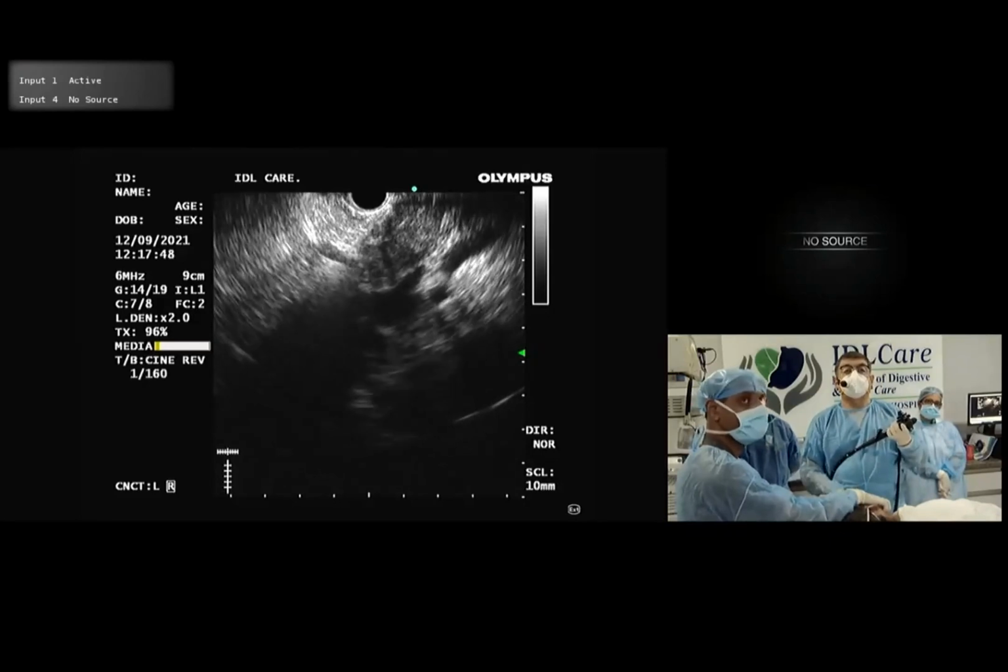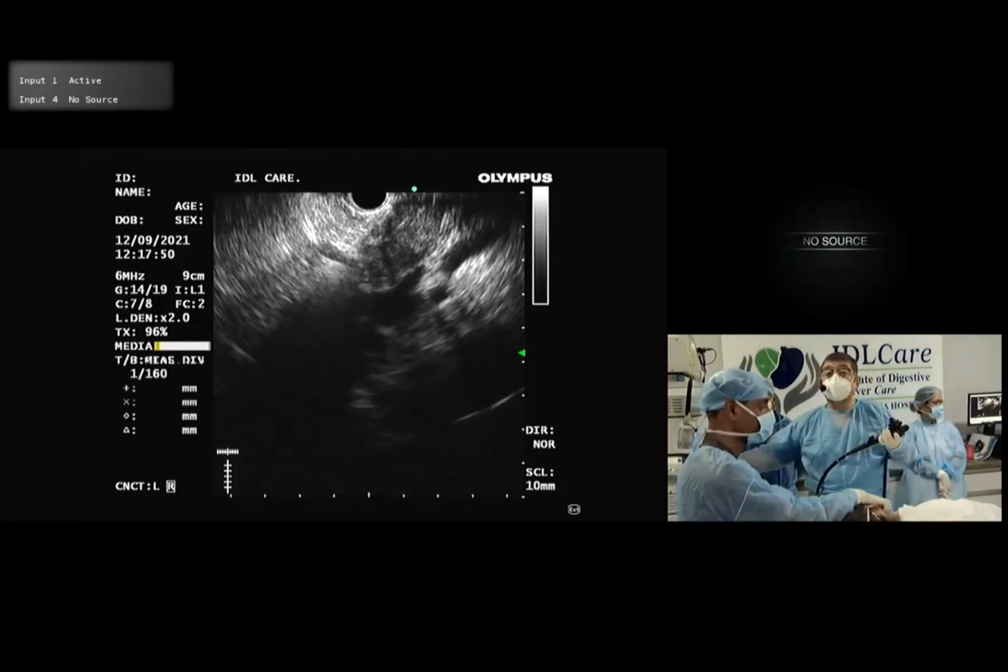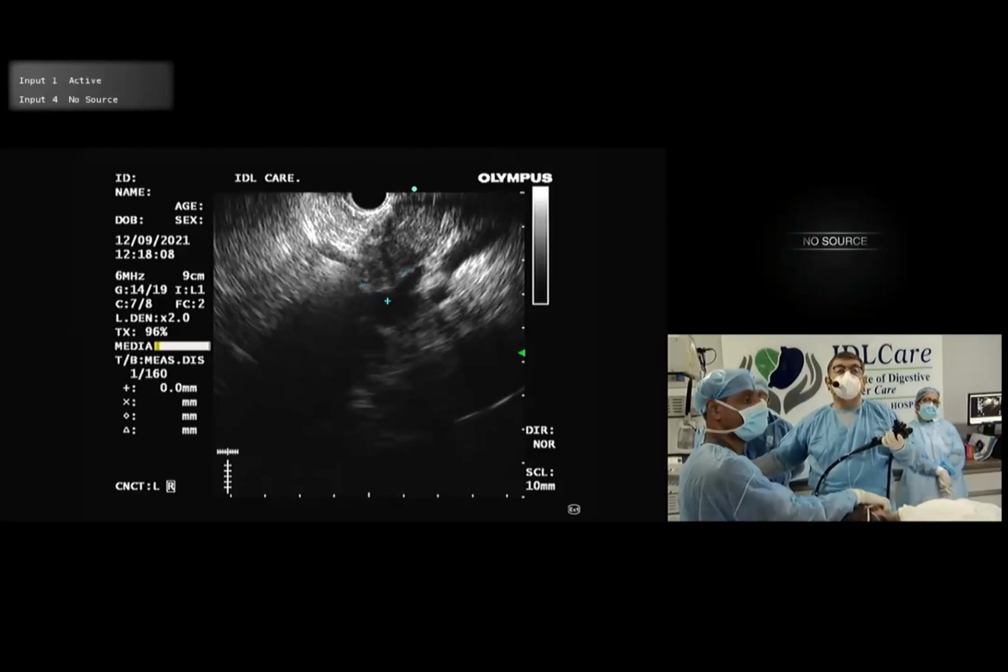So here, portal vein, superior mesenteric vein, splenic vein. The nice thing here is, if you see carefully, there is a hyperechoic wall all around the portal vein and the splenic vein here. So at least on this side, there is no involvement by whatever mass this is of the confluence. This is called the confluence. Very important area if you want to stage tumors.